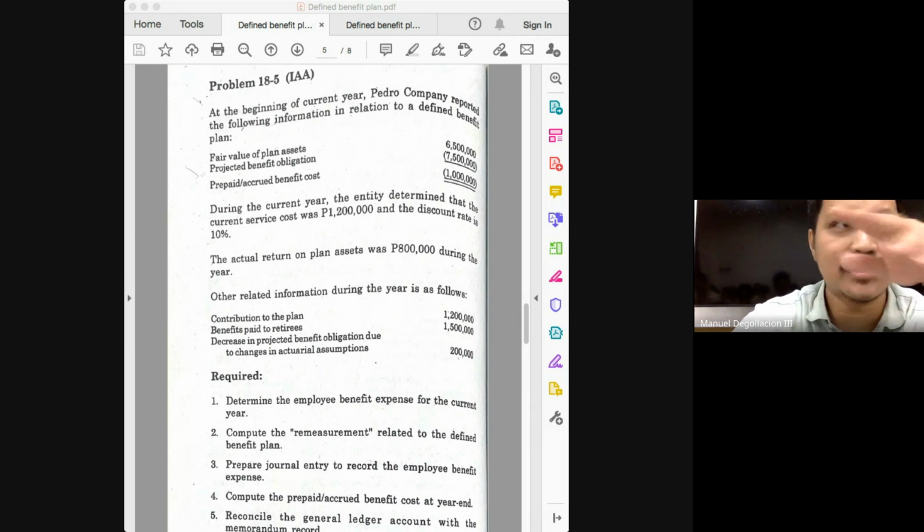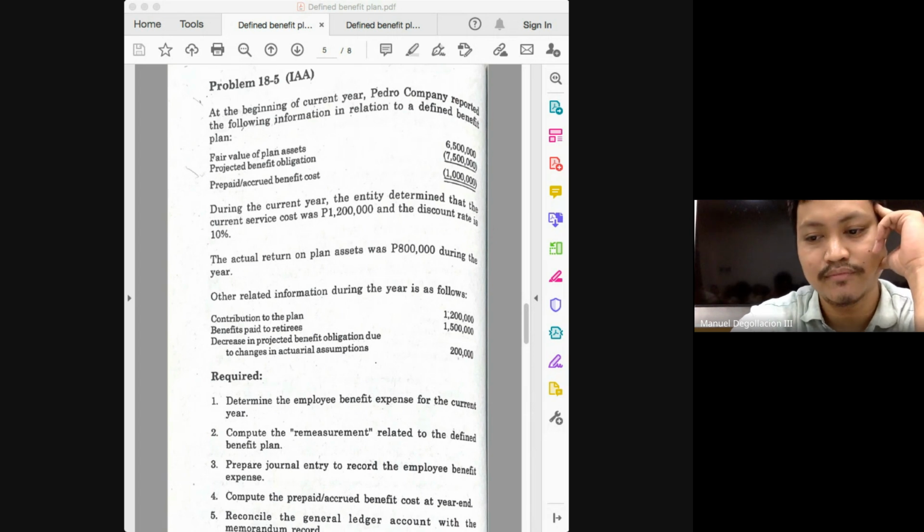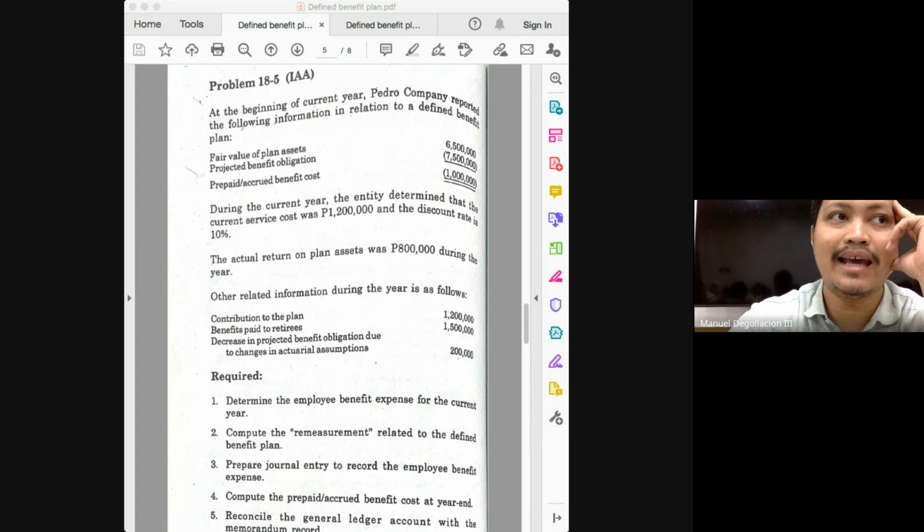And why do I always ask you to solve for your PBO and FVPA N, class? Because this will give you the ending balance of your prepaid or accrued benefit cost. And how do you get that one? Just compare the balances of the two. How much was your FVPA? It was the 7 million, class, correct? And then your PBO N is 7,750,000. There's a difference of 750. Is this a prepaid benefit cost, or is this an accrued benefit cost? Accrued. So this is a liability. So this will be shown in the liability section of your statement of financial position.